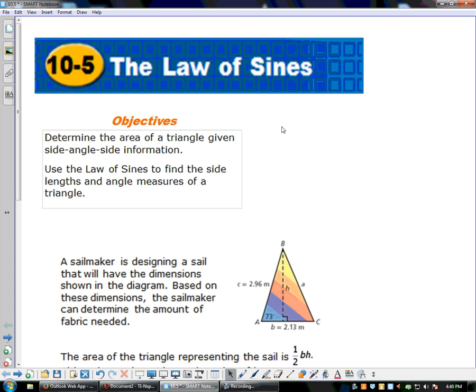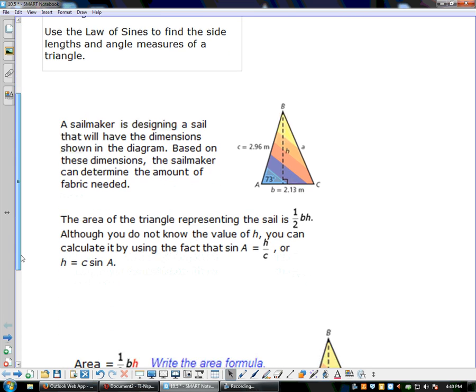We are looking at section 10.5, the law of sines. The objectives are to determine the area of a triangle given side, angle, side information, and to use the law of sines to find the side lengths and angle measures of a triangle. Let's start with this example.